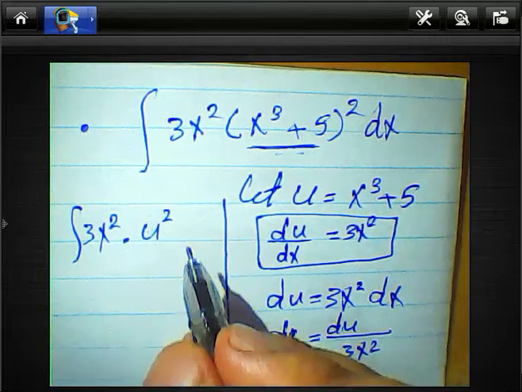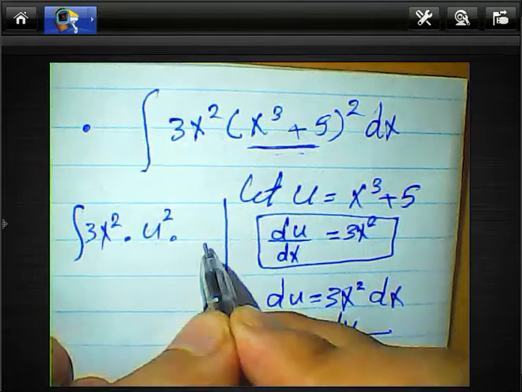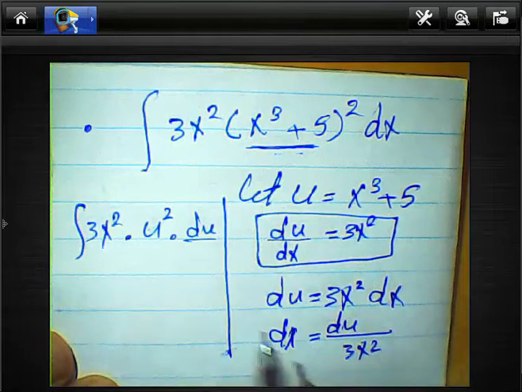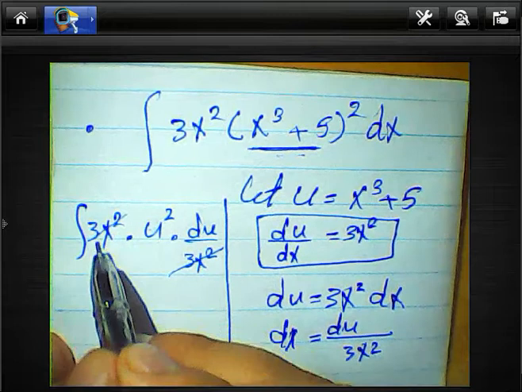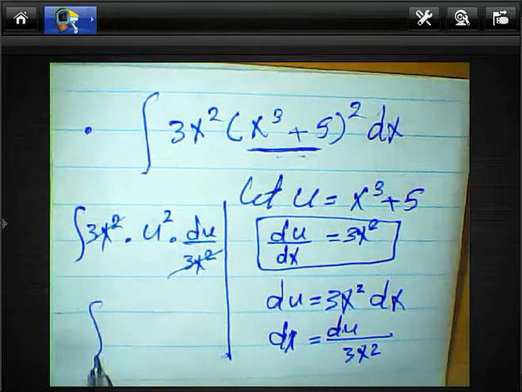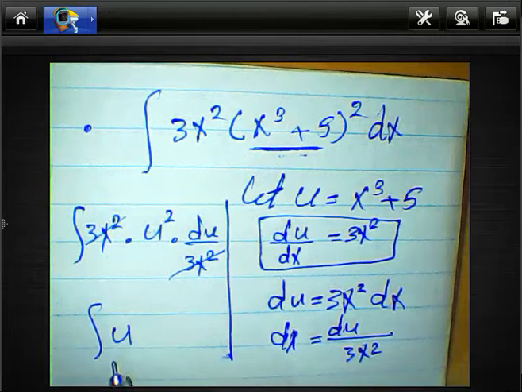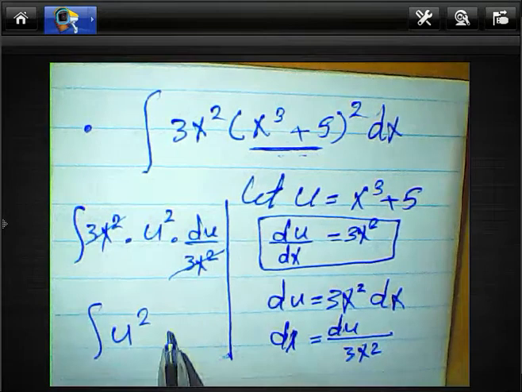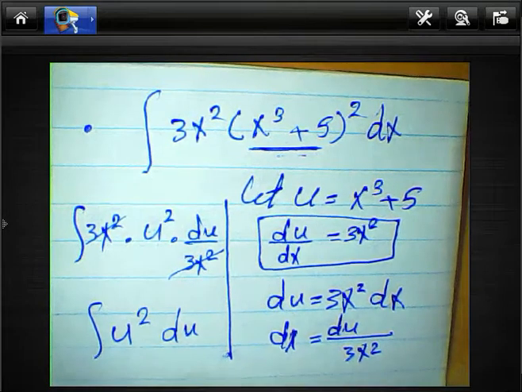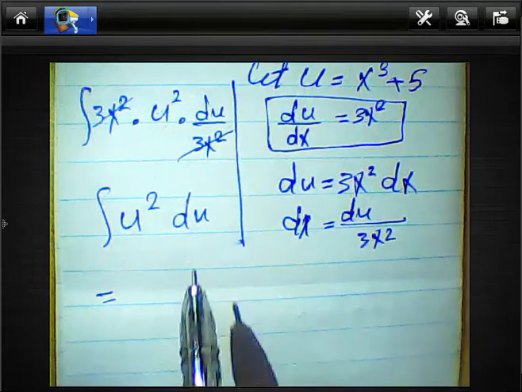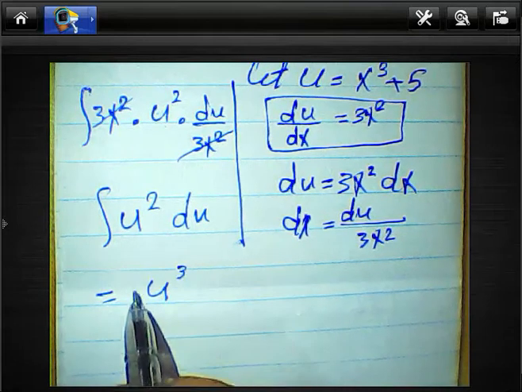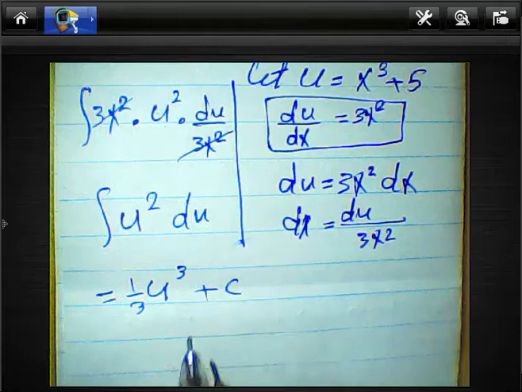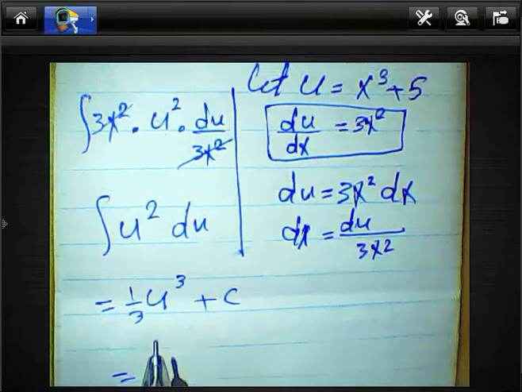We can cancel it and write du over 3x power 2, and we can simplify 3x power 2 by 3x power 2, so we will integrate u power 2 du. The result will be what? We must add 1 to the power and divide by the new power, so the result will be u power 3 over 3 plus constant, and we can cancel this constant.